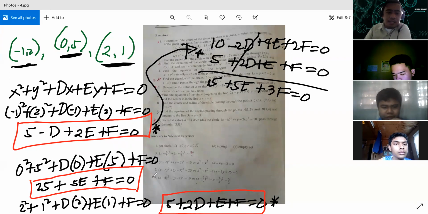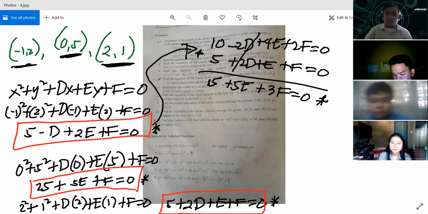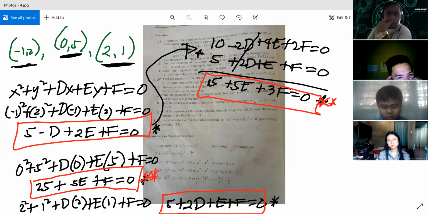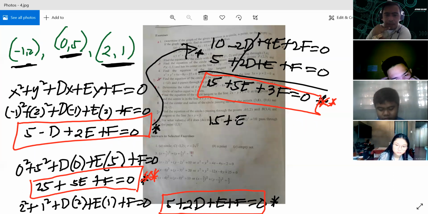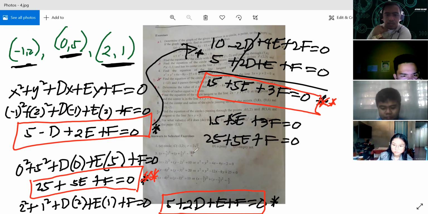So then after that, you have this equation and this equation. So you will now pair this equation and this equation. Then after that, you need to combine them so that you can eliminate one more unknown. And to do that, let us copy it first. The 15 plus 5e plus 3f equal to 0. And you copy this below, 25 plus 5e plus f equal to 0.